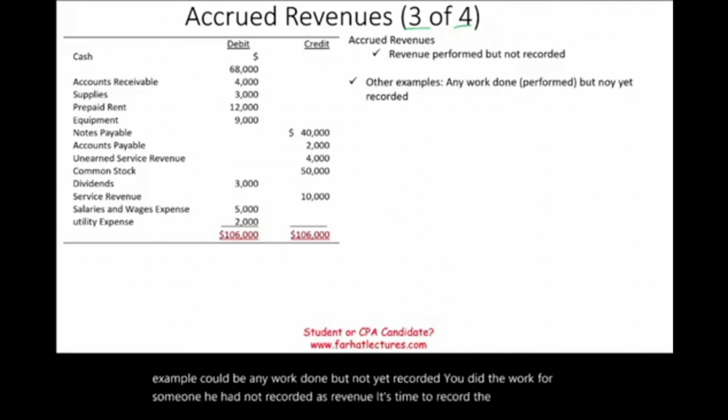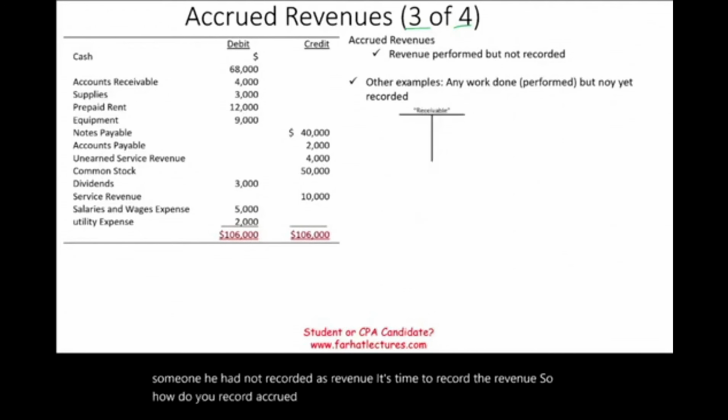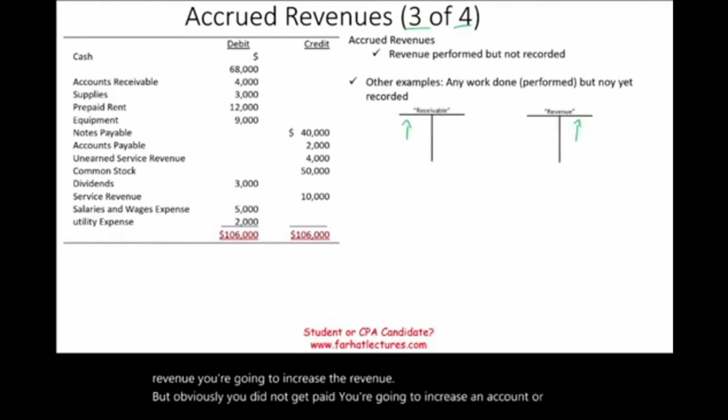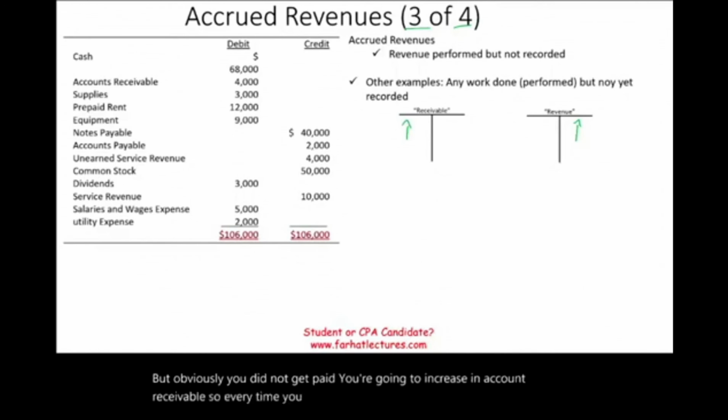So how do you record accrued revenue? Very simple. You're going to record the revenue, you're going to increase the revenue, but obviously you did not get paid, so you're going to increase an account receivable. So every time you adjust accrued revenues, and accrued means record, this is the accrual, you're going to debit a receivable and credit a revenue.